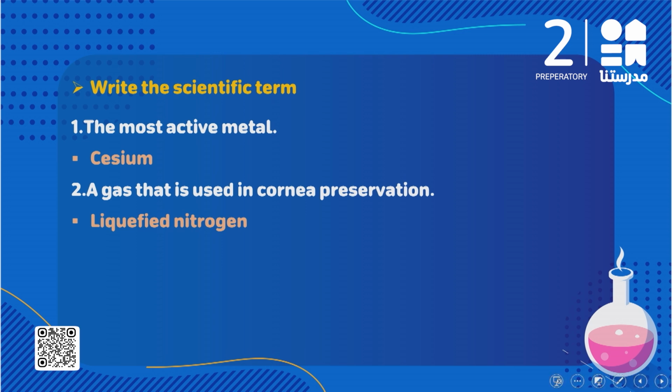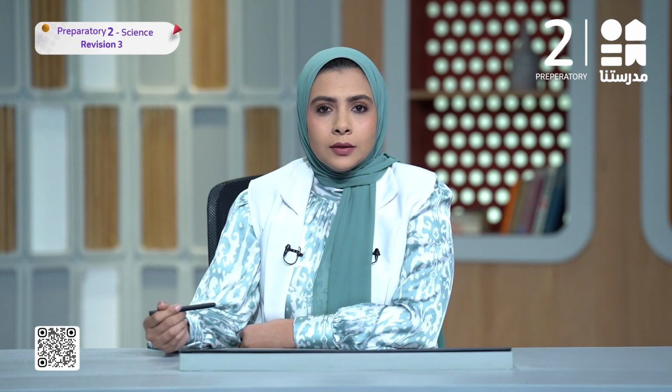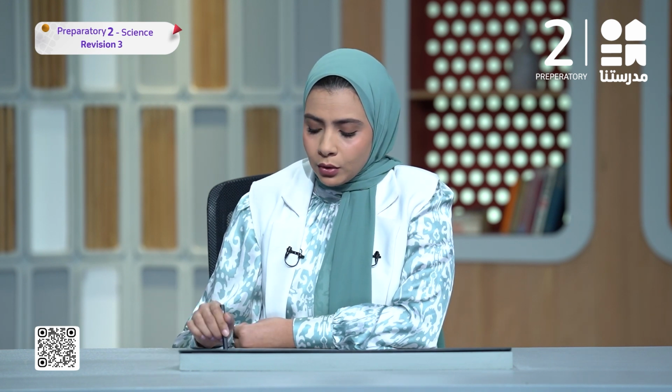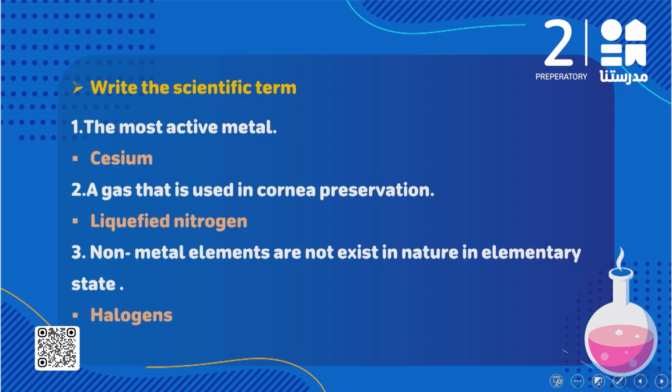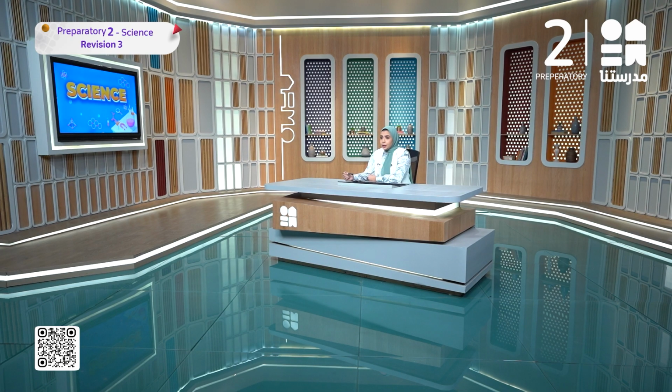The third one, the non-metal elements that do not exist in nature in elementary state. It's a type of non-metals. We said they cannot exist in elementary state in nature. They are called halogens. They are diatomic elements, meaning their molecule consists of two atoms. Do you remember them? Fluorine, chlorine, iodine, bromine. All of them are called halogens, and they are a type of non-metals which cannot exist in nature in elementary state.